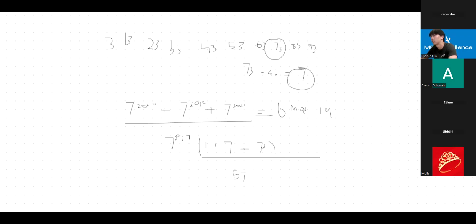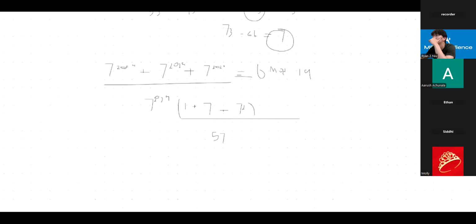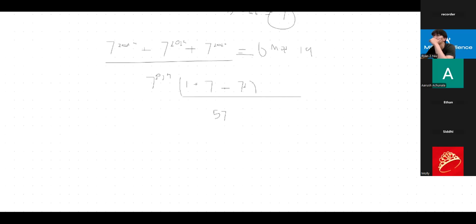So that was that problem. Let me just check what the next problem was. Problem 7, what is the units digit of 2022 to the 2023 plus 2023 to the 2022? So let me just write out the expression first, actually.